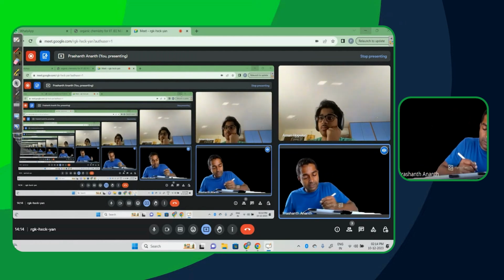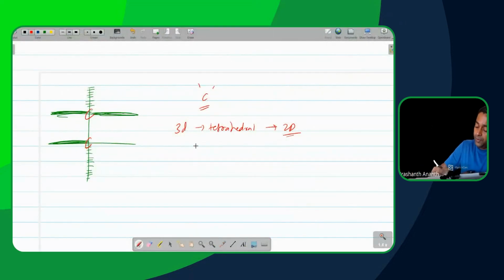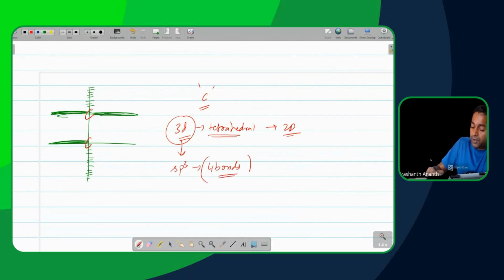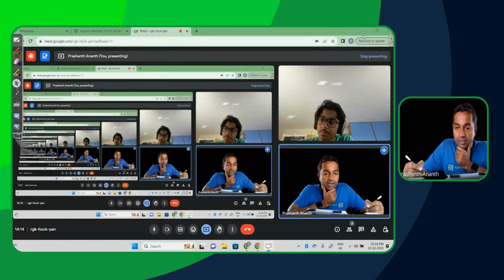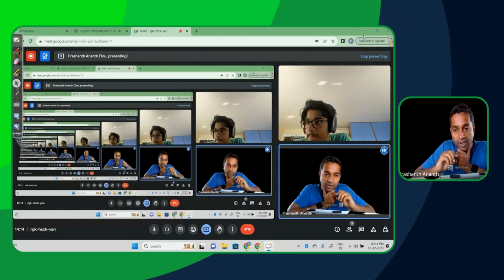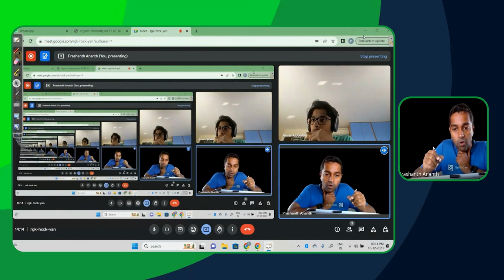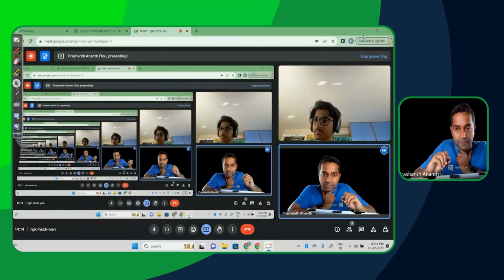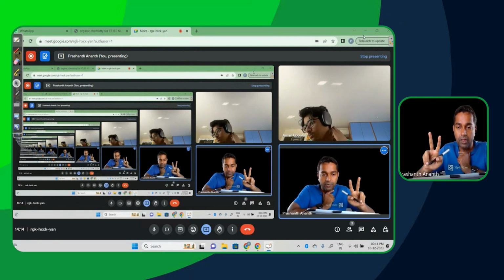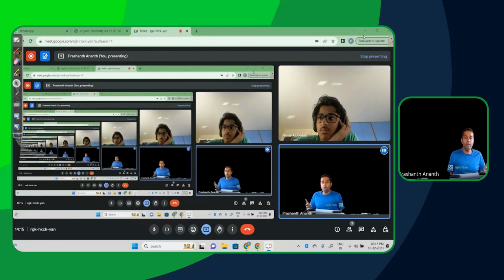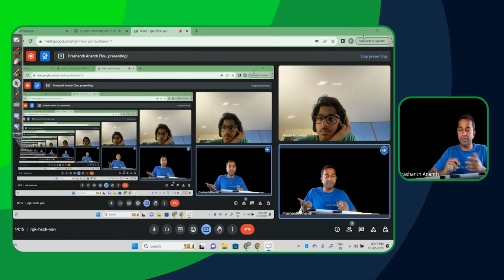Now, let's start off with the first one, which you already know. Normally, when you want to convert a 3D structure into 2D, the 3D here basically means you're going to be having sp3 hybridization. There are 4 bonds. When you are representing it in 2D on a board or on a notebook, in 2 dimensions, how many of the 4 can we place?